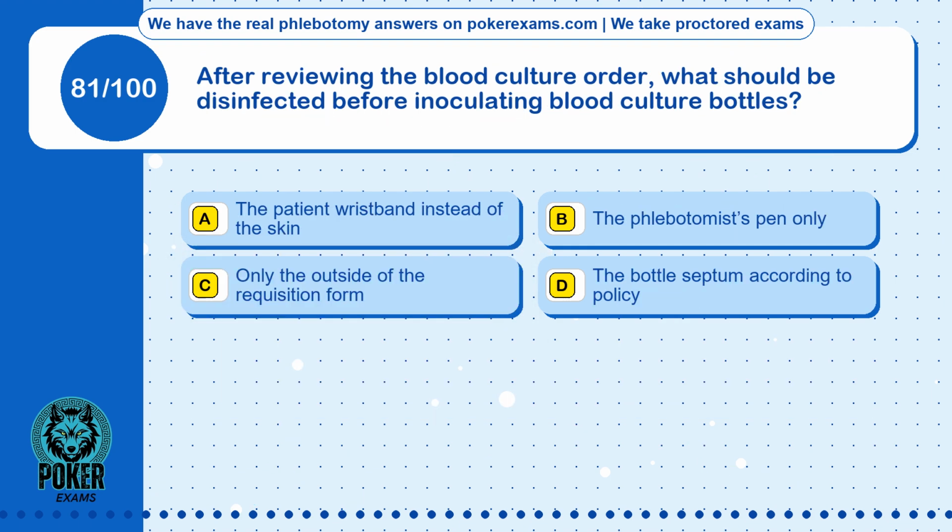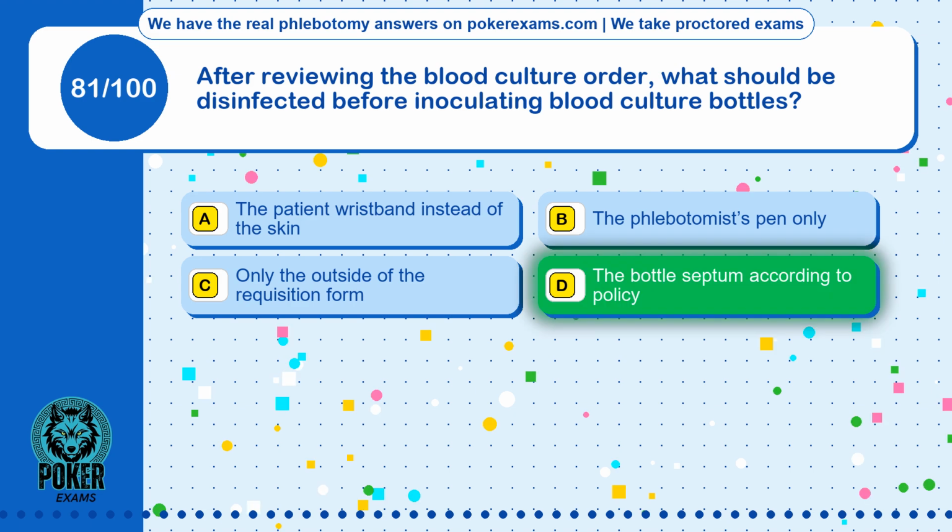Question 81. After reviewing the blood culture order, what should be disinfected before inoculating blood culture bottles? Option A. The patient wristband instead of the skin. Option B. The phlebotomist's pen only. Option C. Only the outside of the requisition form. Option D. The bottle septum according to policy.